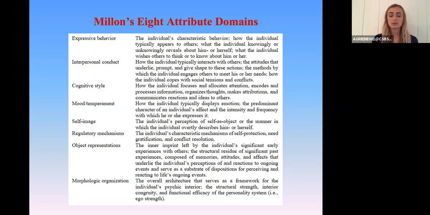Using this method, once you determine the primary personality traits for an individual, you can also infer their regulatory mechanisms, object representations, and morphologic organization, but these last 3 attribute domains are left out of the assessment because they are difficult to assess from a distance and instead can be inferred.